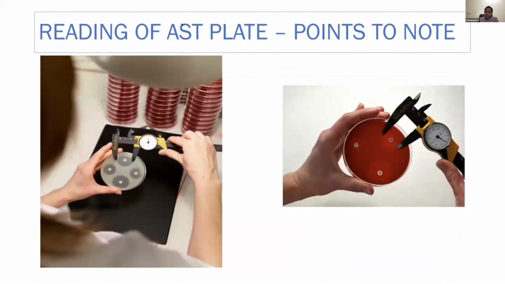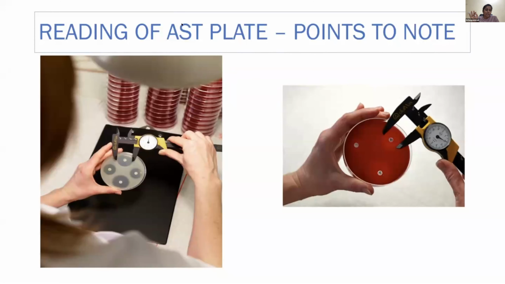Okay, so now coming to important points whenever you are recording the zone diameter. All of you, it is important to try and use vernier calipers when you're measuring zone diameter. Visual inspection, most of them do like that, but it is wrong. You have to measure and record the zone diameter in your culture register. It is very, very important.